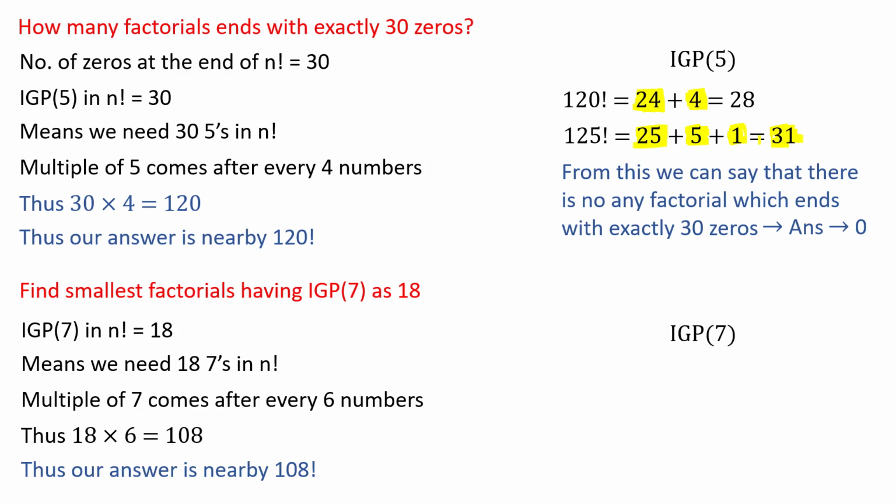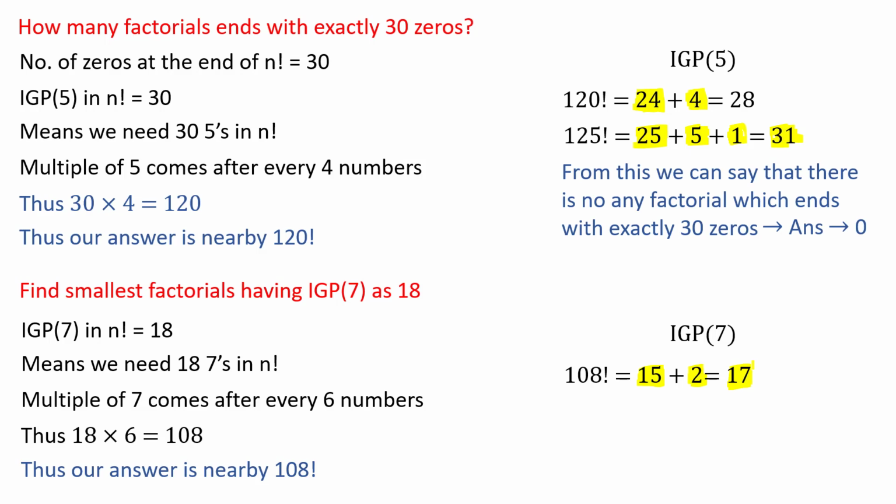So in 108 factorial, let's check the IGP of 7. If we divide 108 by 7, the quotient is 15. If we divide 15 by 7, the quotient is 2. If we divide 2 by 7, the quotient is 0. Add all these quotients. The addition is 17. So in 108 factorial, the IGP of 7 is 17. But we want the IGP of 7 to be 18.